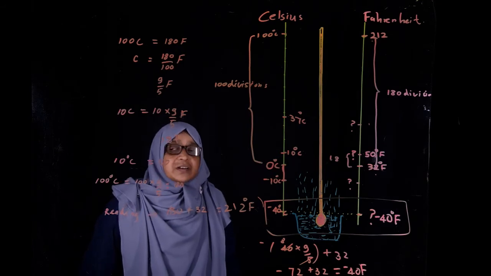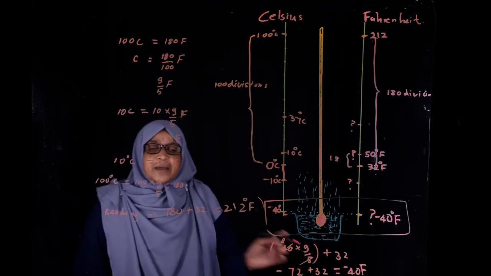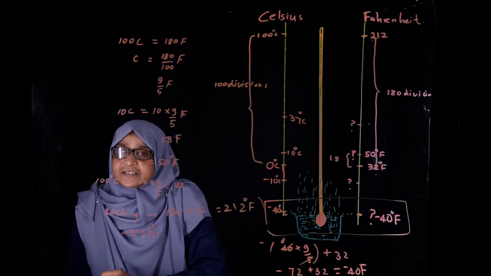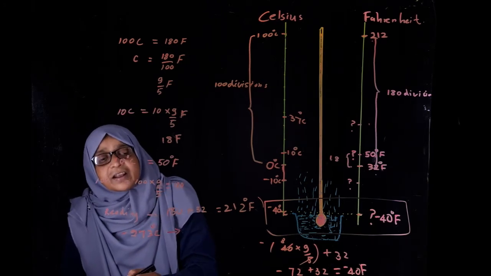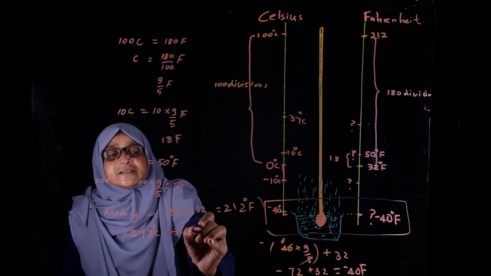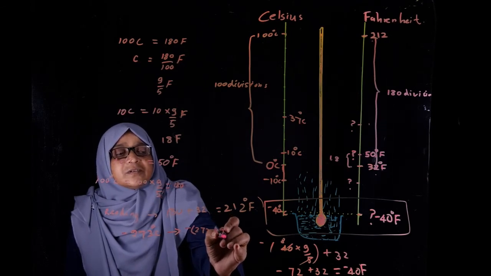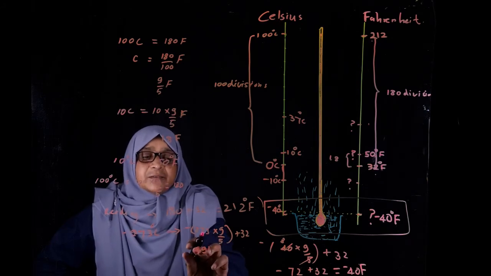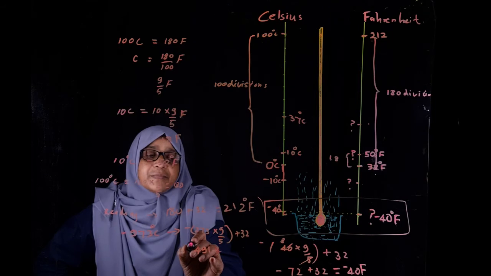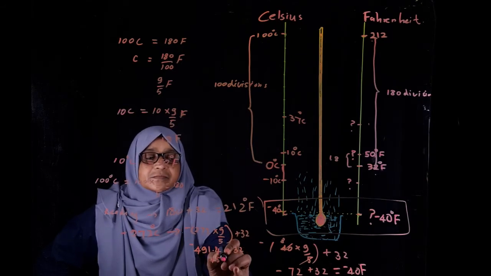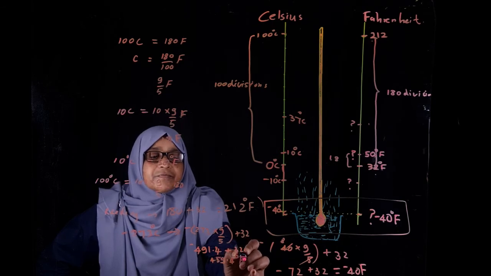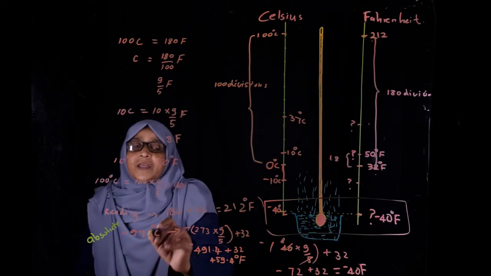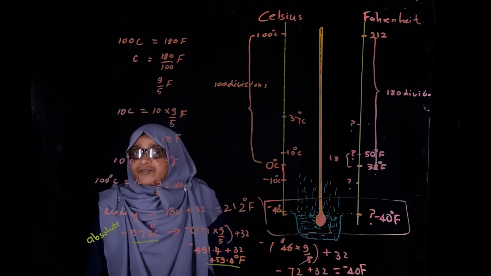And if you are asked to convert the absolute temperature, what is the absolute temperature? Minus 273 degrees Celsius. We have to convert this to Fahrenheit. Then minus 273 into 9 by 5 plus 32. We get this value as minus 459.4 degrees Fahrenheit. Now we can convert this absolute temperature in Celsius and Fahrenheit.